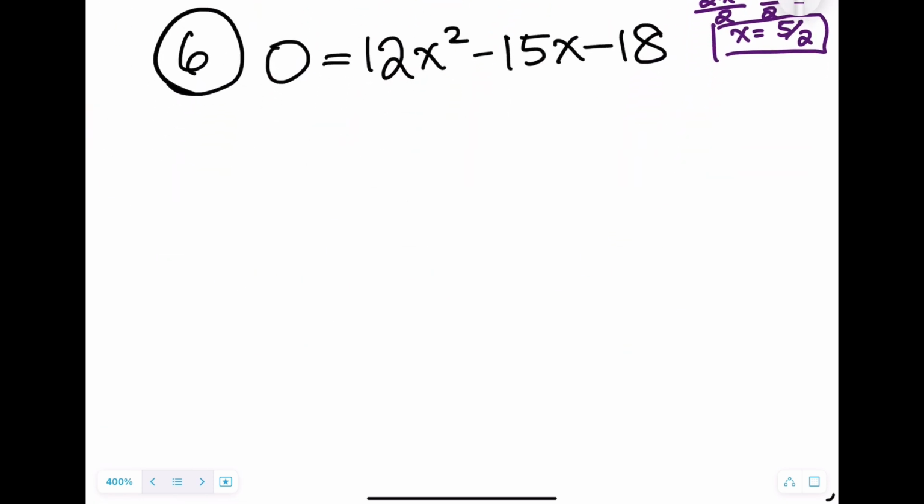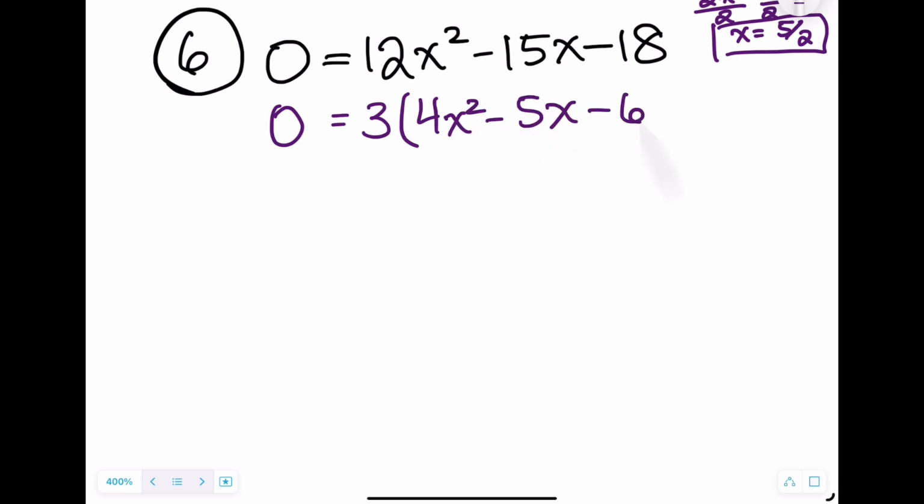Last example. This time, hopefully you'll notice that we have one common factor, which is 3. So let's start there. We'll factor out 3, and we have 4x squared minus 5x minus 6. Another complex trinomial, but we had a common factor in this case as well, so one added step. Let's go ahead and try to factor this using the butterfly method again and see how that works.